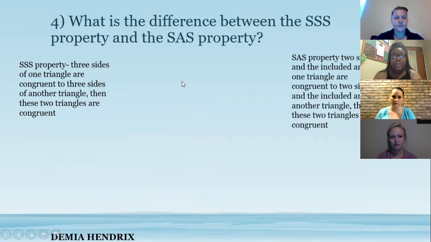Versus the SAS property, which is the side angle side property, is when just 2 of the sides and the included angle of one triangle are congruent to 2 sides and the included angle of another triangle. So that's how you know those 2 triangles will be congruent.